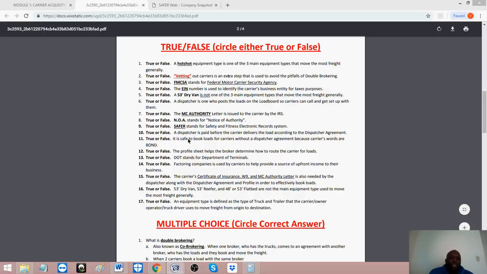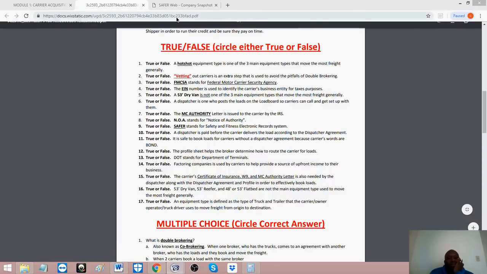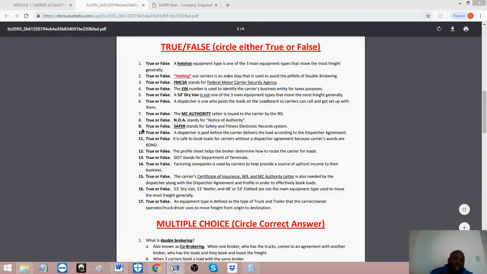Number 11. It is safe to book loads for carriers without a dispatch agreement because carriers' words are their bond. My laughter gave away the answer, right? Oh boy. All right, false. That is right. Number 11. Number 12. The profile sheet helps the broker determine how to route the carrier flows.